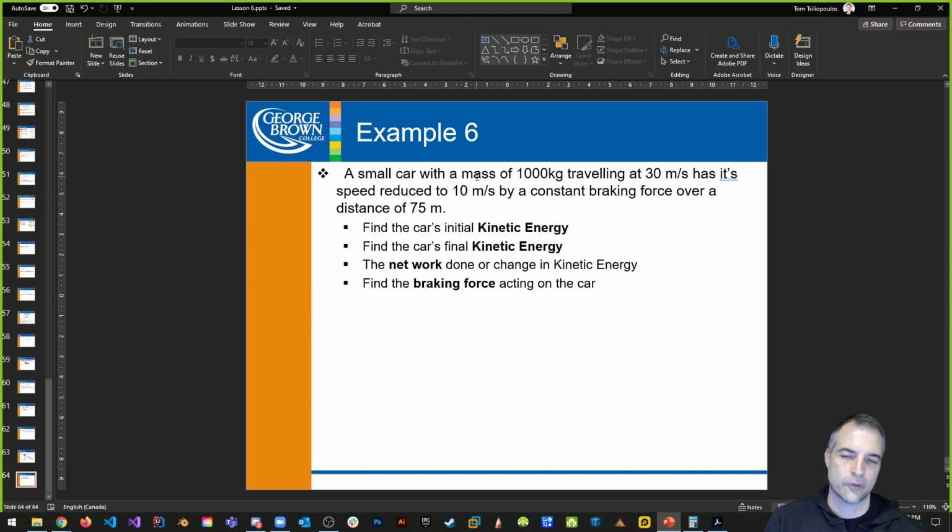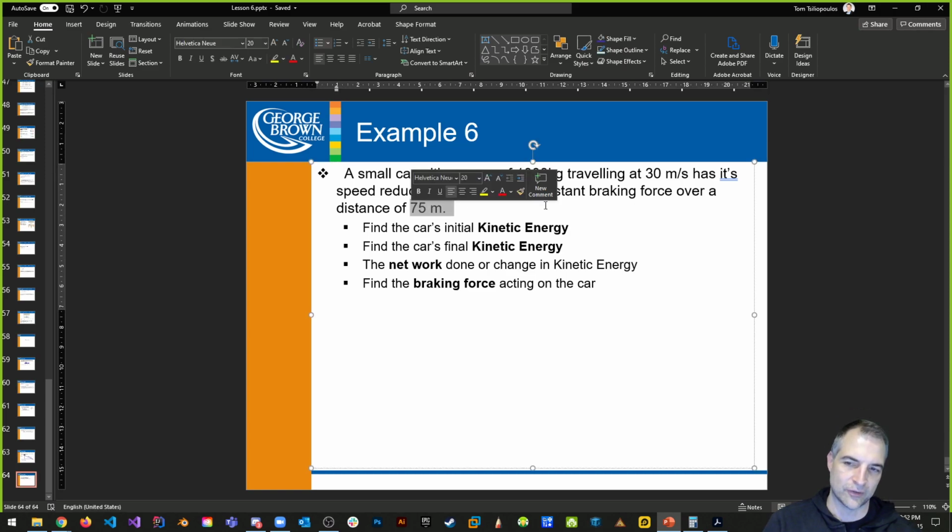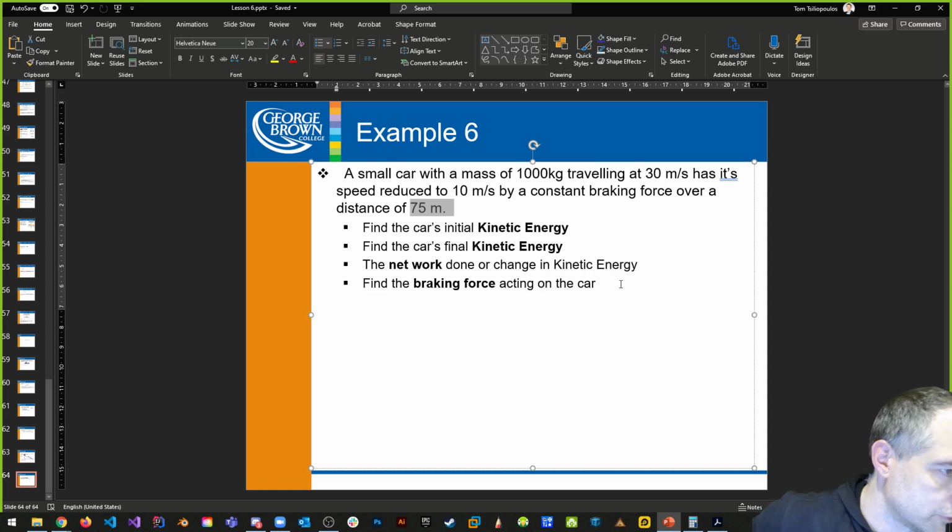A small car with a mass of 1,000 kilograms traveling at 30 meters per second has its speed reduced to 10 meters per second by a constant braking force over a distance of 75 meters. There's your work. Find the car's initial kinetic energy. Find the car's final kinetic energy. The net work done or change in kinetic energy, and find the braking force acting on the car. Guys, each of these questions you see here, there's going to be a variant of them on your test.